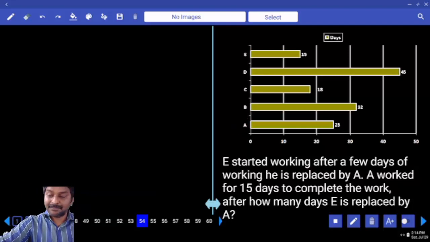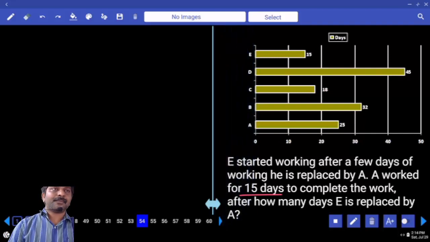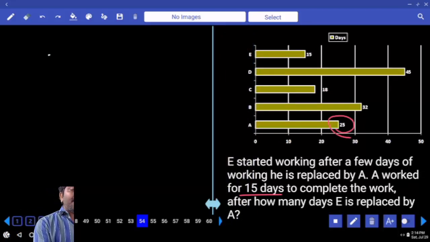After that, A replaced him or joined him? Replaced. That means only A will work, right? A worked for how many days? A can complete the total work in how many days? Then per day work done by A is 1 by 25. He worked for 15 days. That means work done is 15 by 25.